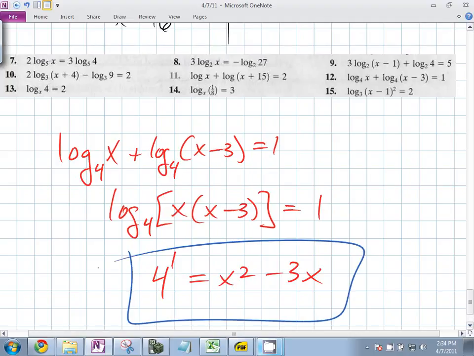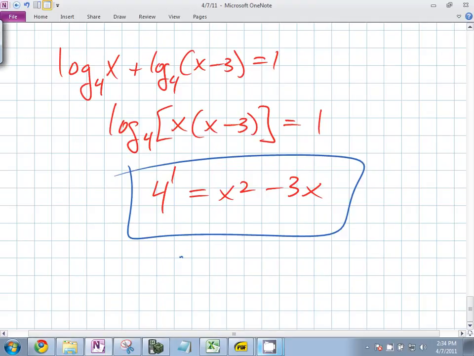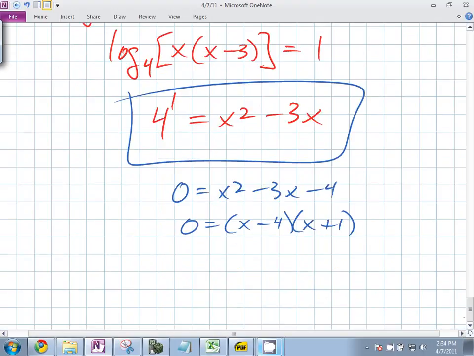If you actually finish this, and this is important for us to note, it turns into x minus 4, x plus 1. So what are the answers? X equals 4, x equals -1. What should you always do once you get your answers?